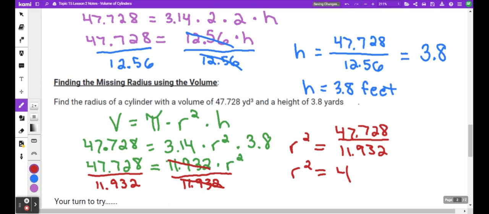However, I do not want the value of r to the second power. I just want the value of r. So in order for me to undo something that is raised to the second power, I need to take the square root of both sides. So the square root symbol again kind of looks like this little check mark on your calculators. I'm going to take the square root of both sides. The square root of r to the second power is going to give me r, and the square root of 4 is going to give me 2, letting me know that the radius is equal to 2 yards.